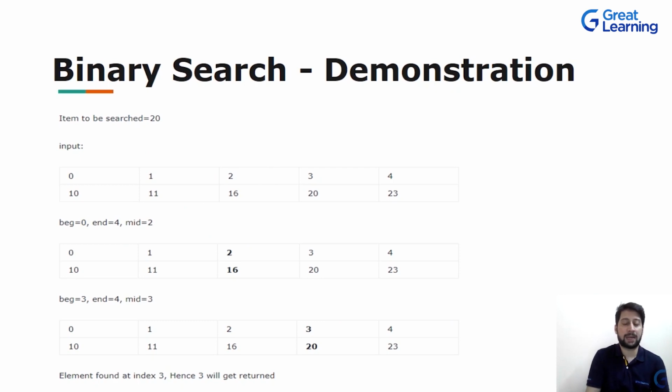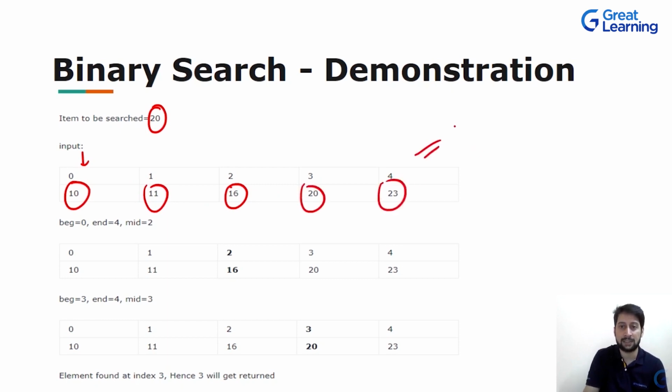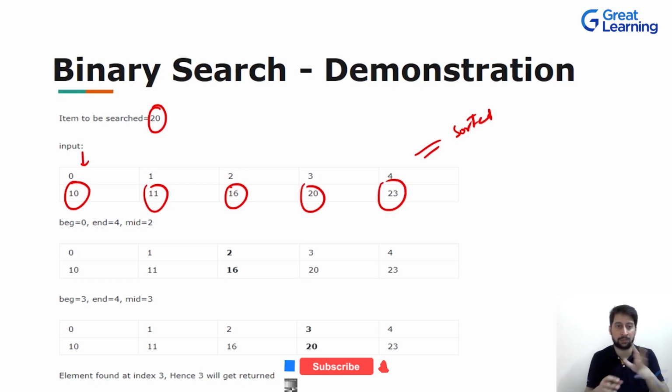Now let's try to understand binary search and see its demonstration. We are looking for 20 and this is our array: 10, 11, 16, 20 and 23. Now this array is sorted, so we can apply binary search, since we can neglect some part of the array based on some conditions.